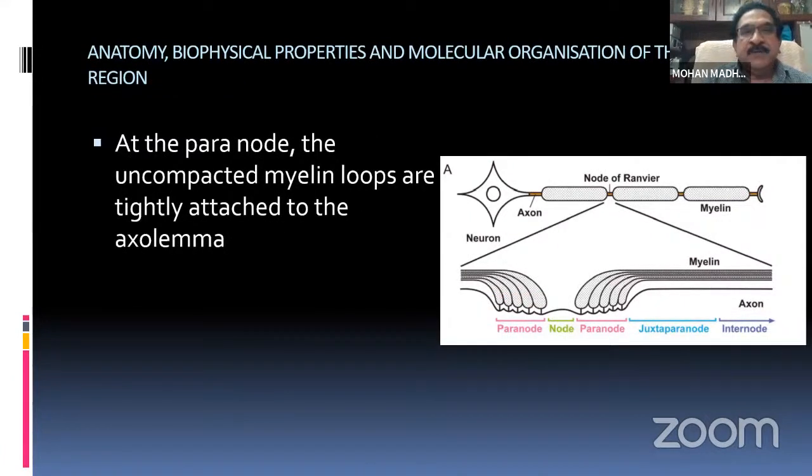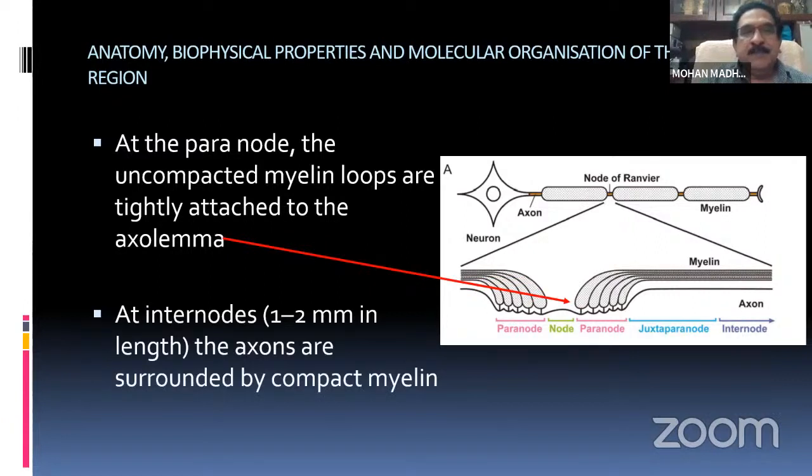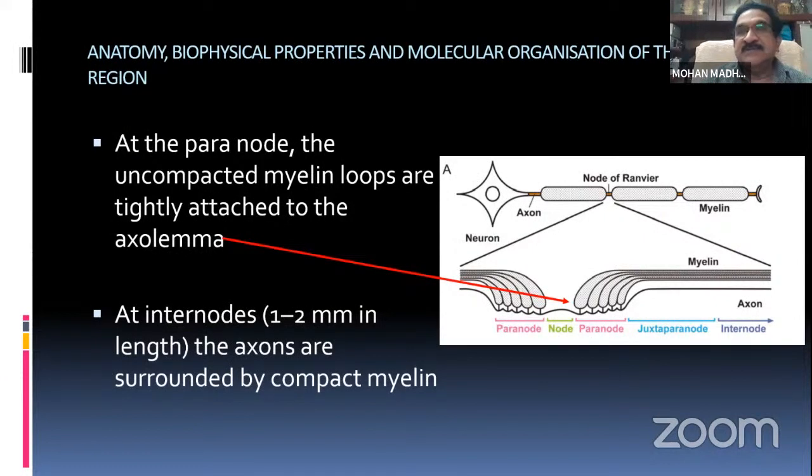At the paranode, the myelin here is not in a compact form, but in uncompact form, and they are tightly attached to the axolemma, as you can see there. It's a paranode. At the internode, which is about 1 to 2 millimeter in length, axons are surrounded by compact myelin. That is the paranode and the internode.